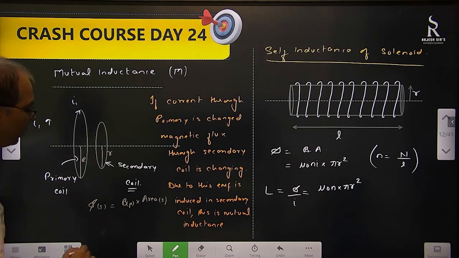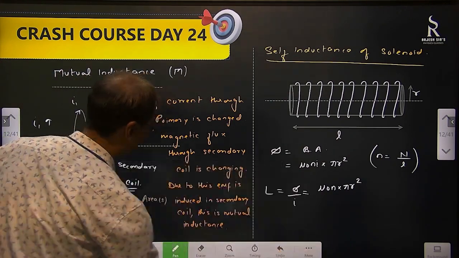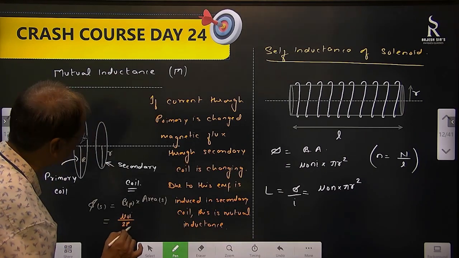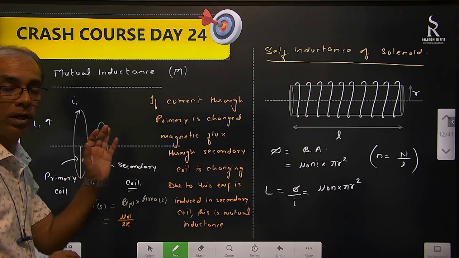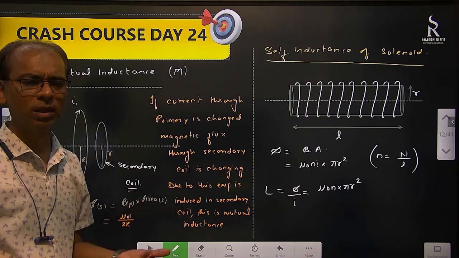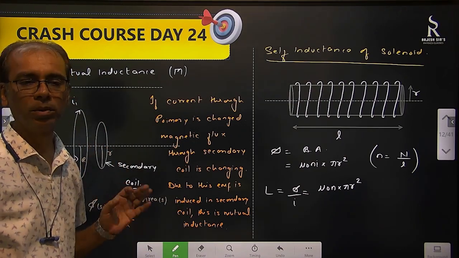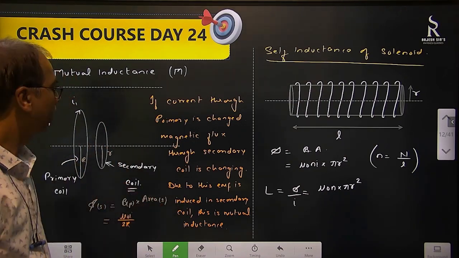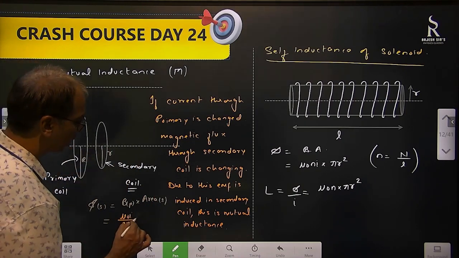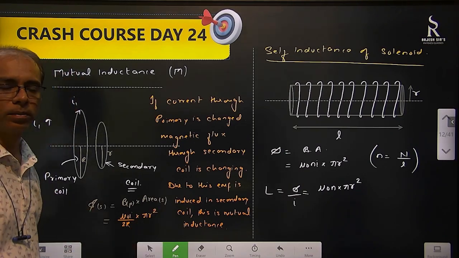So the magnetic field of the primary is mu naught I by 2r. This is very small. Otherwise, we would have to write mu naught I r square by 2 times r square plus x square to the power 3 by 2. That's also possible. If the separation is considerable, we will write that. So mu naught I by 2r into the area here, which is pi r square. Now, this is the flux through the secondary.